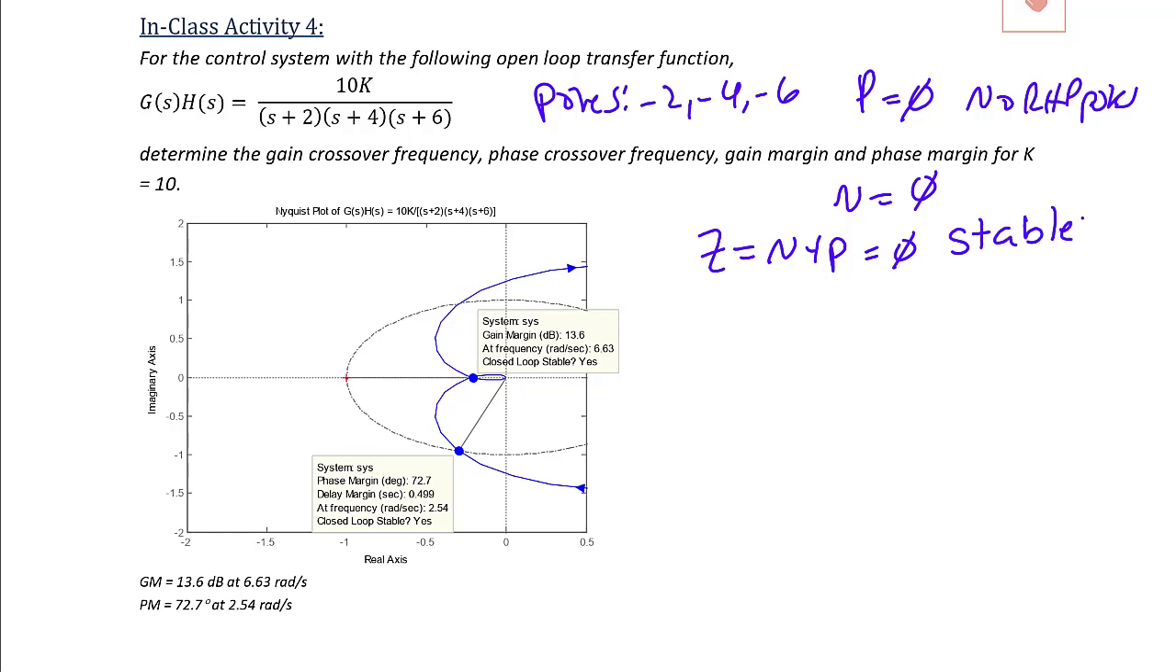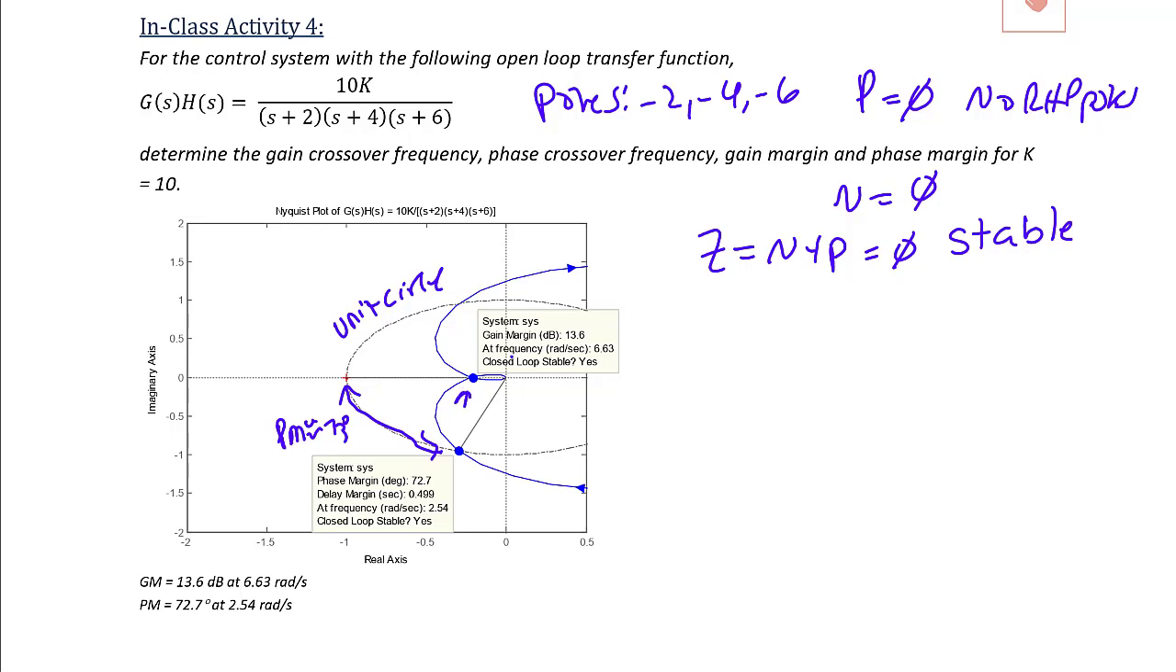So first, we're going to find the phase margin, and the phase margin is found as the place where the Nyquist diagram intersects with the unit circle, which has a radius of 1, and then you calculate the angle between that point and 180 degrees. So the phase margin is approximately 73 degrees.